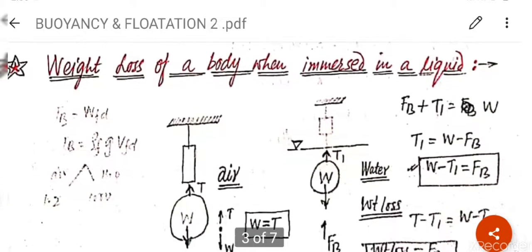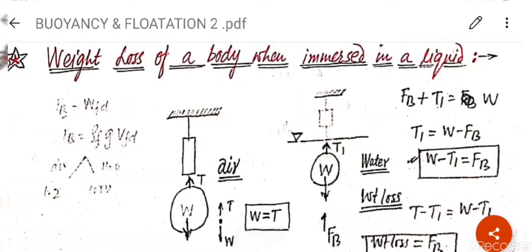Next, very important point, very important topic below this category, that is buoyancy and flotation, that is weight loss of a body when immersed in a liquid. For example, let us take a system of weighing balance, a body which is hanging from the weighing balance in the air and in the water. What will be the effect? What will be the weight loss?